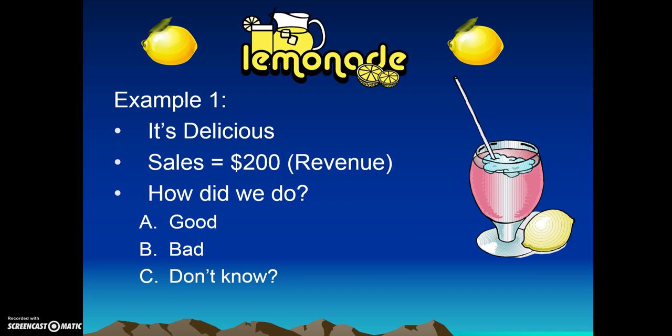So in our first example here, we create our business. It's delicious, and we make sales of $200 in revenue. How did we do? Good, bad, or don't know?